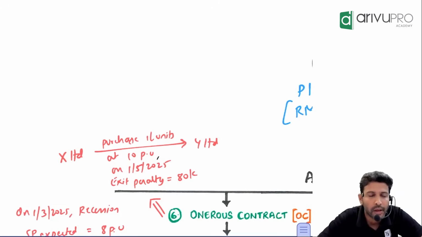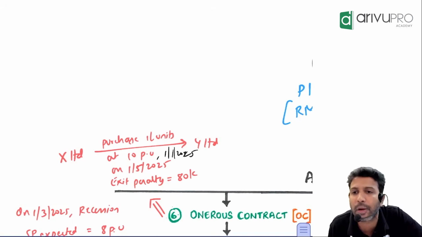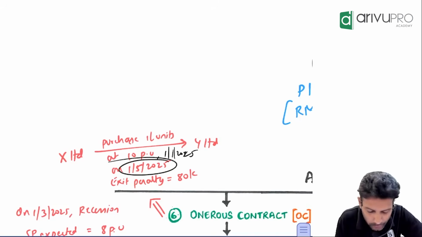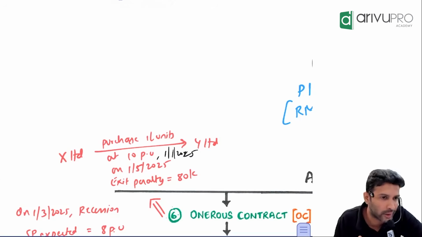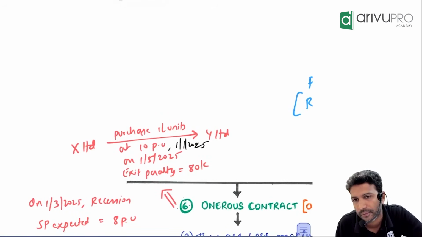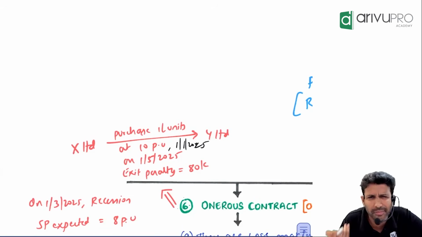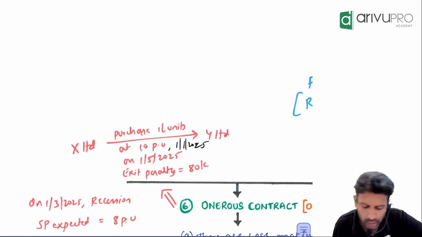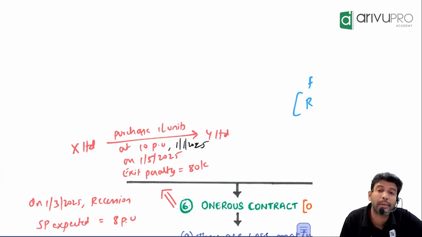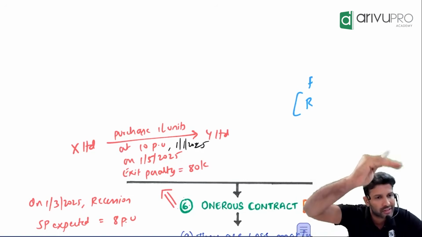Now, after this contract is entered, let's say the contract was entered on 1st January 2025. Purchase will happen when? 1st May 2025. But on 1st March, recession happened. The country is in a bad phase. When recession happens, bad things will start following. Now, X Limited realized that they are in a business where they buy the goods and sell the goods. They don't manufacture. They buy and sell.